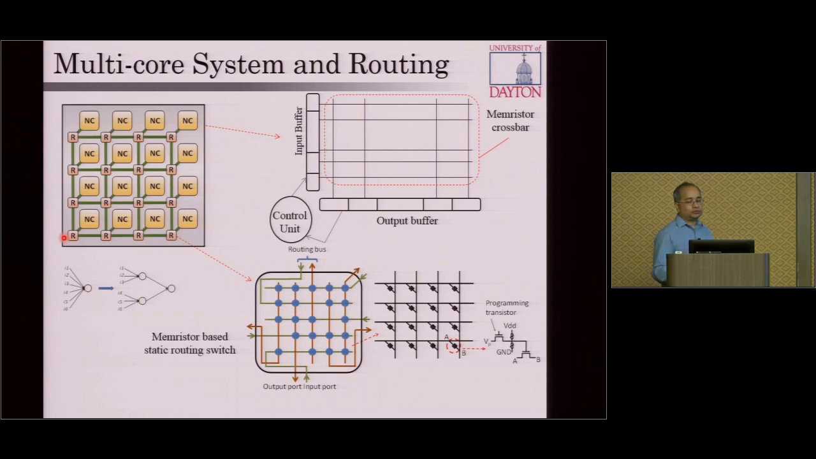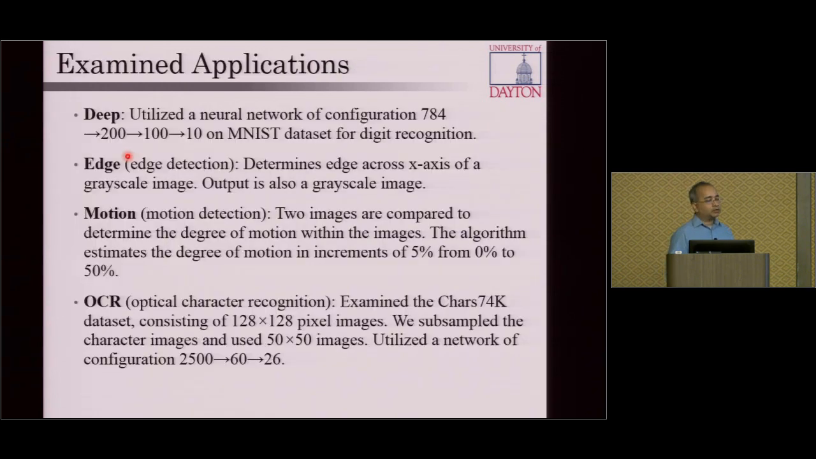We've actually looked at several different approaches for routing: a static routing approach and a dynamic routing approach. We also looked at how to split large neurons into a smaller number of neurons to make them fit into multiple cores if needed, as shown over here. All right, so these are some different applications we looked at. We used a deep learning algorithm, and an edge detection algorithm, based essentially on Sobel edge detection. A motion detection, where we're trying to estimate whether the degree of motion was between 0 to 50% at increments of 5%, and an optical character recognition application.